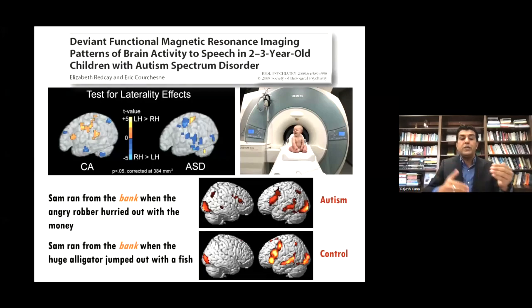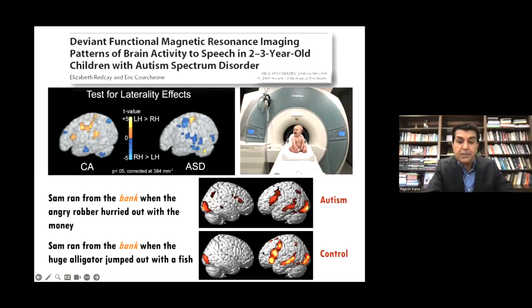So these are two ambiguous sentences, basically. The word bank is exactly the same in both sentences, but their meaning is completely different depending on the context. In the first one, when the angry robber hurried out with the money, bank means a financial institution. And in the second one, the angry alligator jumped out with a fish, the bank is the river bank. So the understanding of these two ambiguous sentences can be slightly different, and you can see different patterns of activity in autism and control participants.